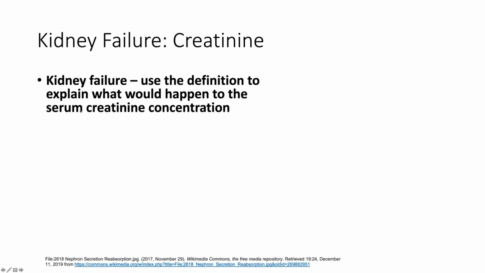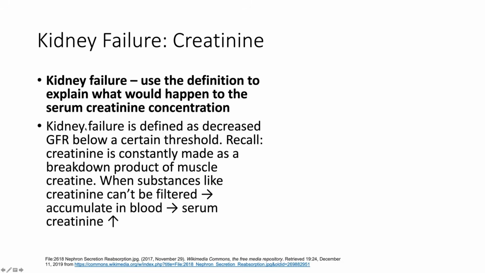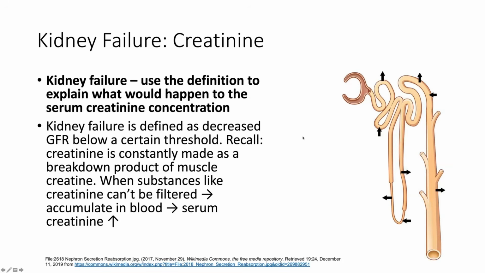It's amazing because it says serum creatinine concentration, but it's really easy to jump to a conclusion and think, oh, I'm talking about urine. But you're right. Kidney failure is defined as a decreased GFR below a certain threshold. Creatinine is constantly made as a breakdown product of muscle creatine, the high energy phosphate carrier for muscle. So when substances like creatinine can't be filtered, they're going to accumulate in the blood, which means the serum concentration is going to increase.